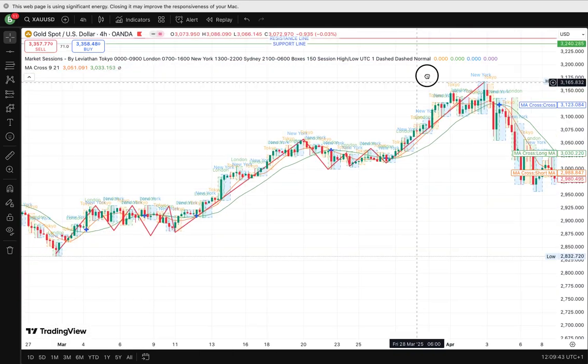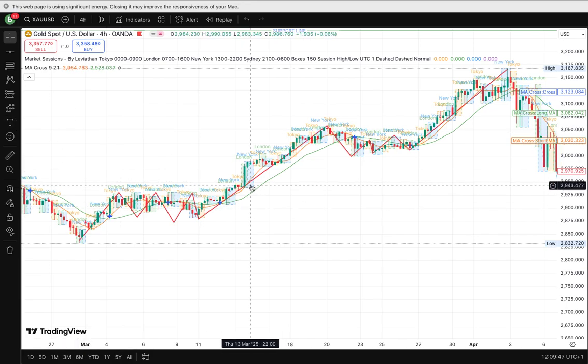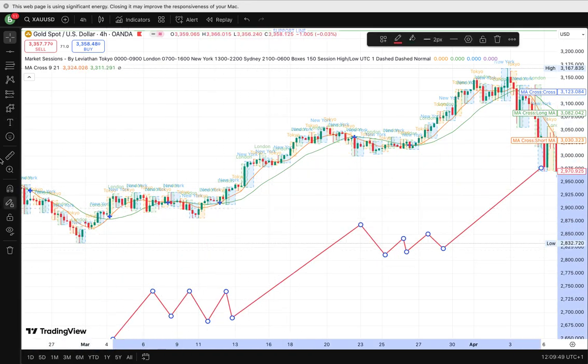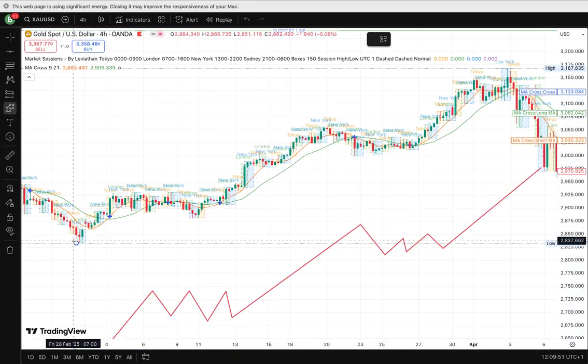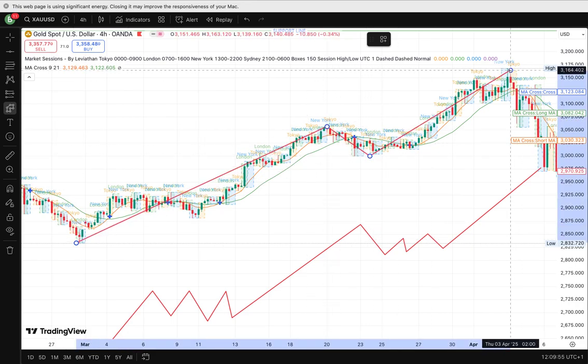This is uptrend, confirming the uptrend. Okay, I can as well not use this. I can use this as well and say this. My aim is that I want to see the trend, that this is uptrend.